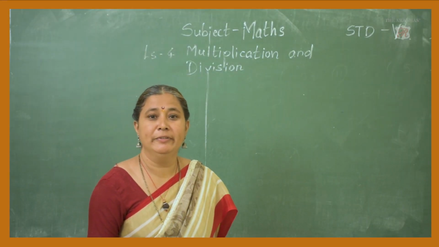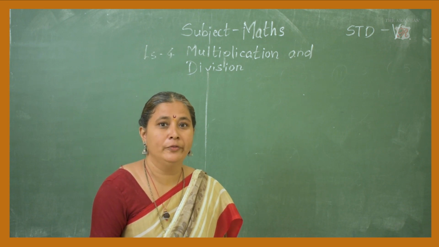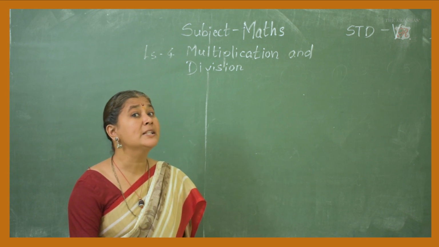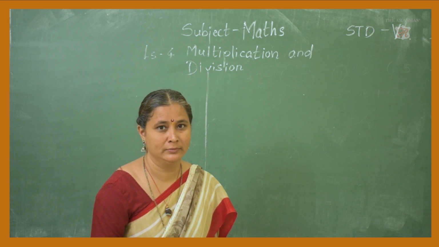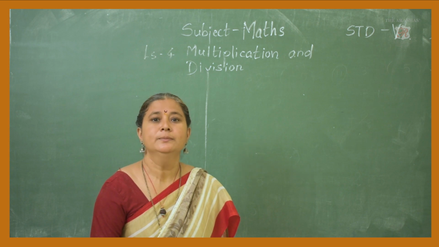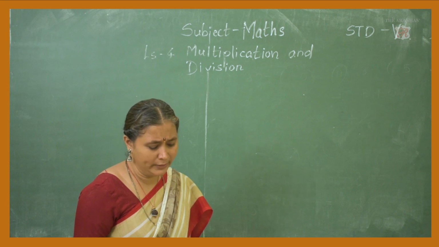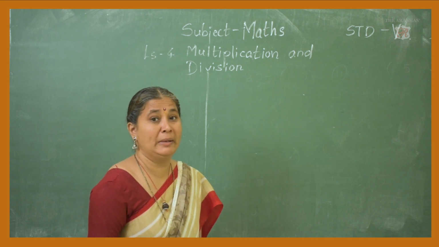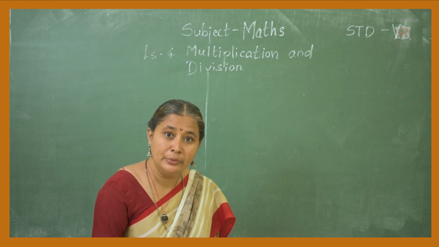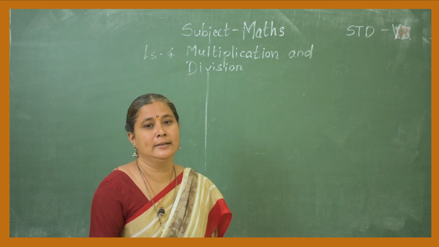Students, in the previous period we learned about addition and subtraction of 6-digit and 7-digit numbers, isn't it? And we did the mix-up of addition and subtraction for the word problems as well. Now, in this period, we have to learn about multiplication and division. First we will see the multiplication of a 3-digit number by a 2-digit number, a 3-digit number by a 3-digit number, a 4-digit by a 2-digit, 3-digit, like that.